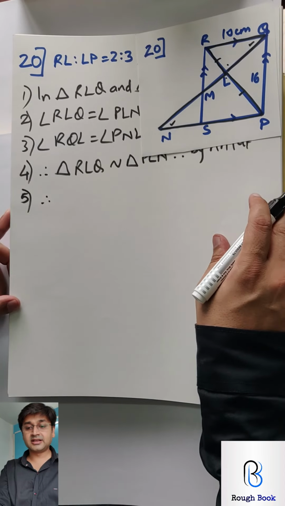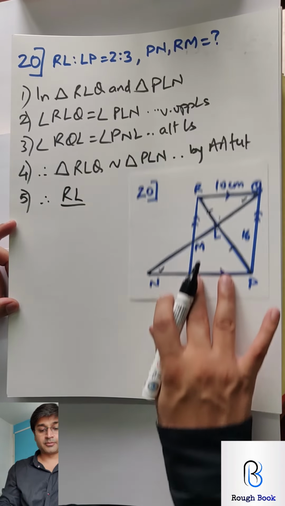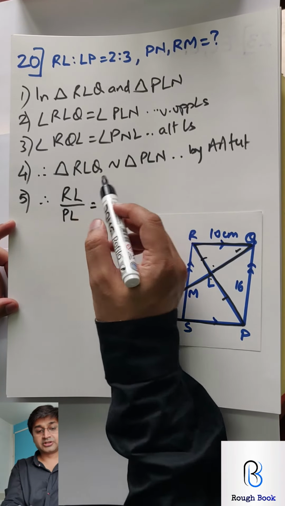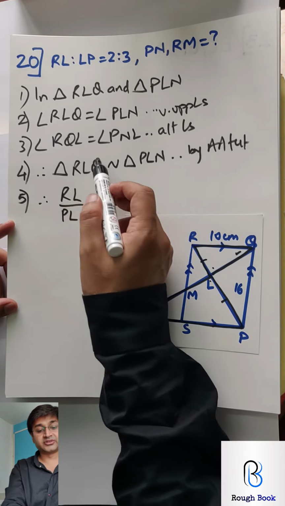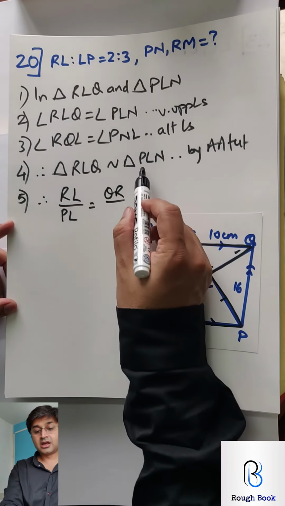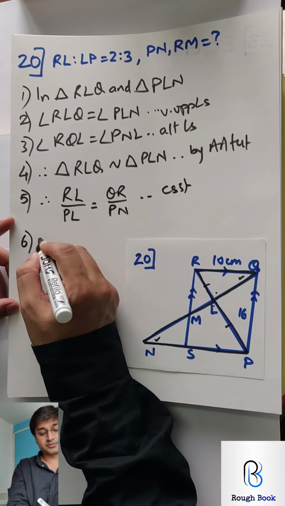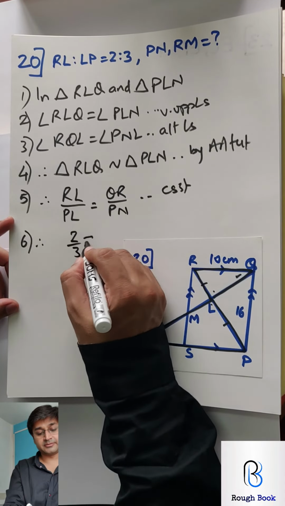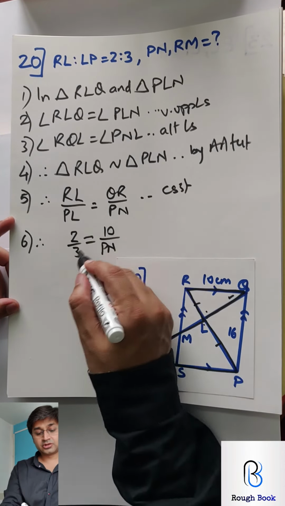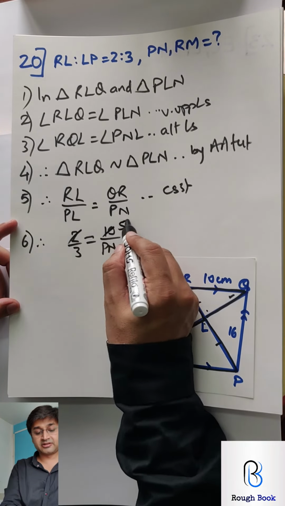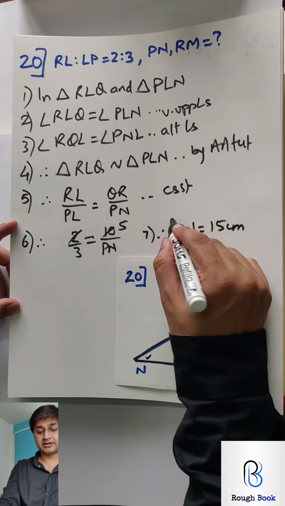Therefore, once the triangles are similar, what will you do now? CSST. So RL upon PL, because I have RL and PL. Then LQ I don't have, so no need to take this. First and last, QR, I have that, upon PN I need that, so upon PN, CSST. So let's substitute the values. RL upon PL is 2/3, QR is 10, and PN is unknown, correct? So 30/2, or I can cancel this, 3 fives are 15. So step 7, therefore PN will become 15 centimeters.